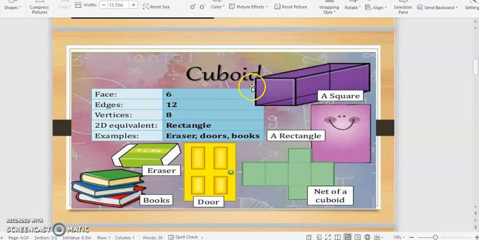The edges are 12. We have already counted. Vertices are 8. 2D equivalent figure is a rectangle and examples are eraser, doors, books. Okay? And examples are very important. Try to find out the cuboid in your house.